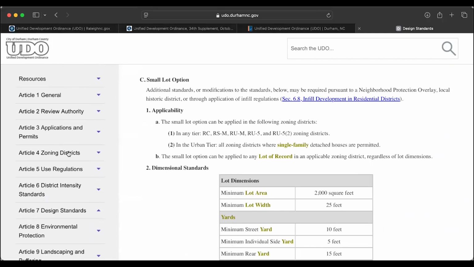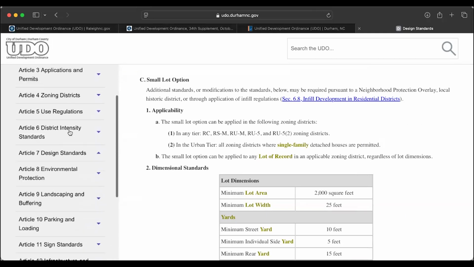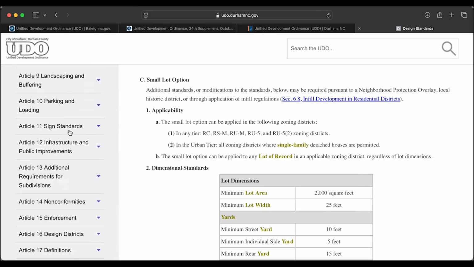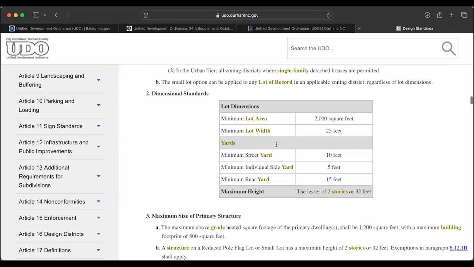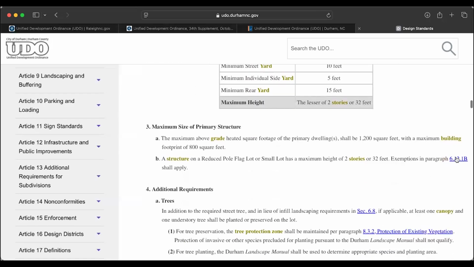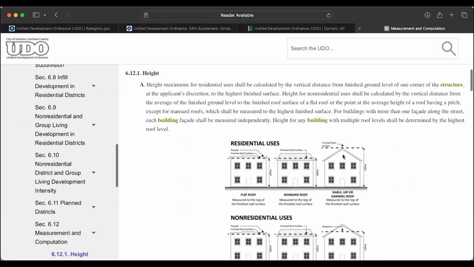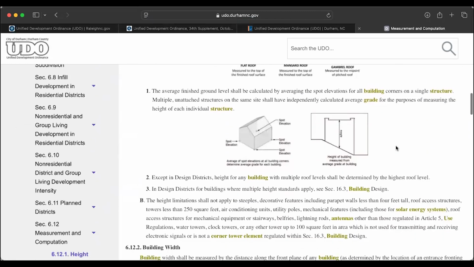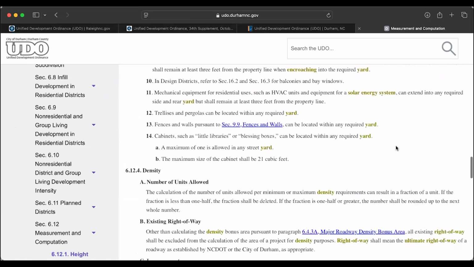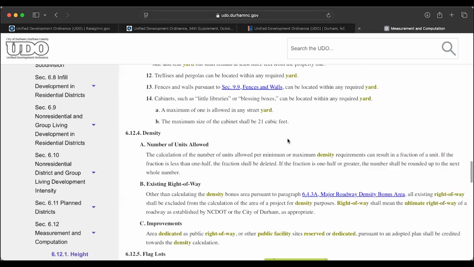So I think in the city of Durham, out of this entire Durham UDO, the only thing I don't ever really go into is sign standards, but you'll see when you're in here looking at something, it'll start to cite you to a different page. Okay, so the reduced flagpole lot or small lot, to learn more about that, you're going to come over in here. It's going to start talking about what you can do with different things there. So get to know your UDO.